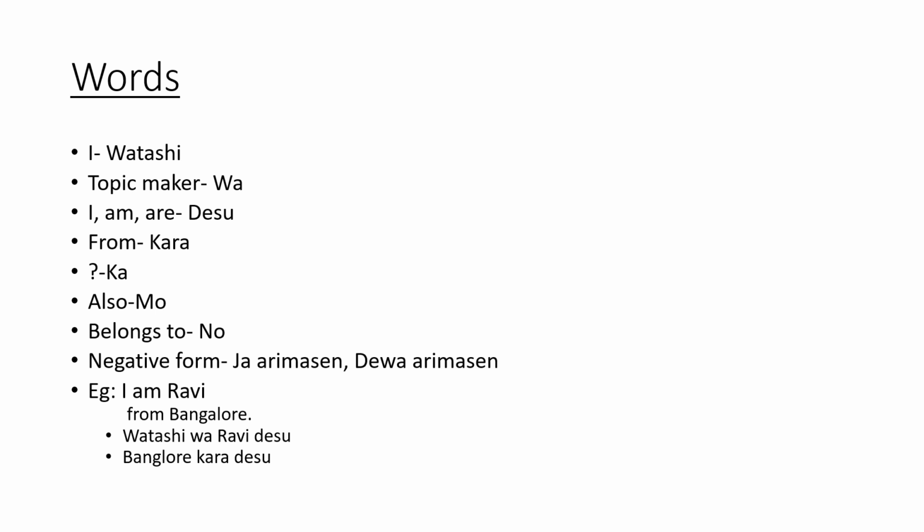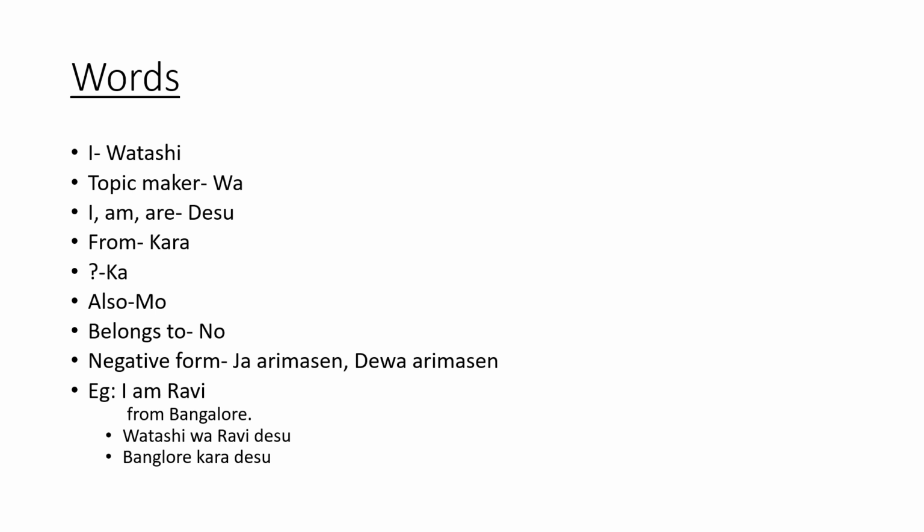Kara is from, and the Japanese language has no things like question mark, full stop, commas, or such punctuations. So we have words for these, like question mark is ka. Now mo is used for also, and no is used for belongs to something. We'll see them in the following examples later on. Then we have the negative form that can be used as ja arimasen or dewa arimasen. These two mean the same thing and can be used interchangeably.